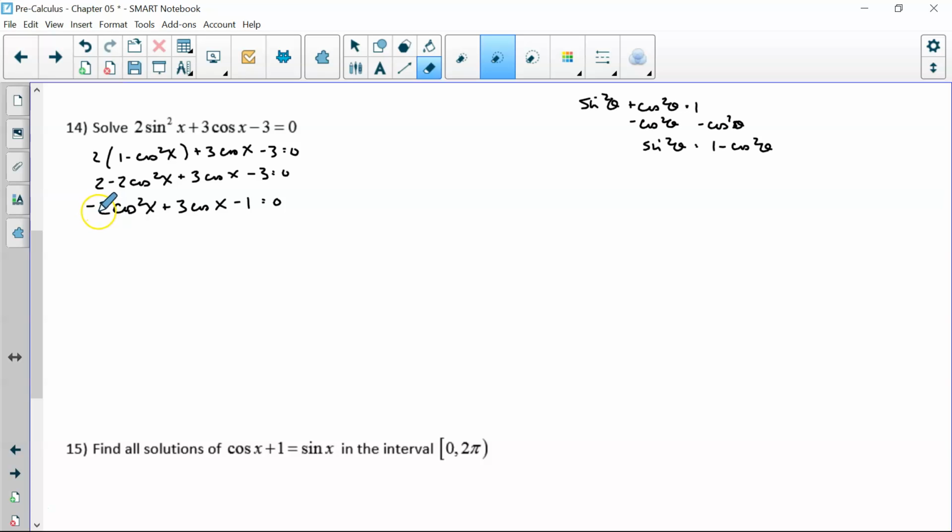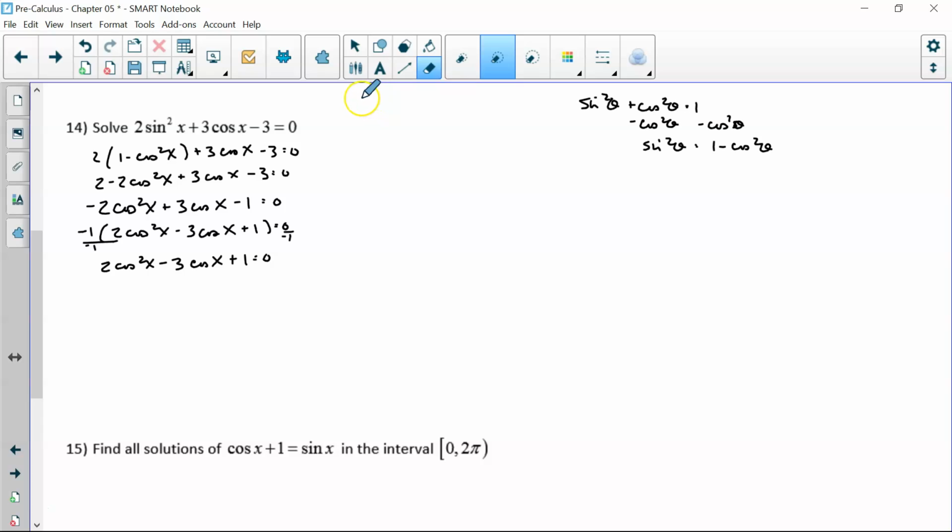Now, I don't want my leading coefficient to be negative, so I'm going to factor out a negative 1. So we get negative 1 times 2 cosine squared of x minus 3 cosine of x plus 1 equals 0. And you can divide both sides by negative 1. So you get 2 cosine squared x minus 3 cosine of x plus 1 equals 0.